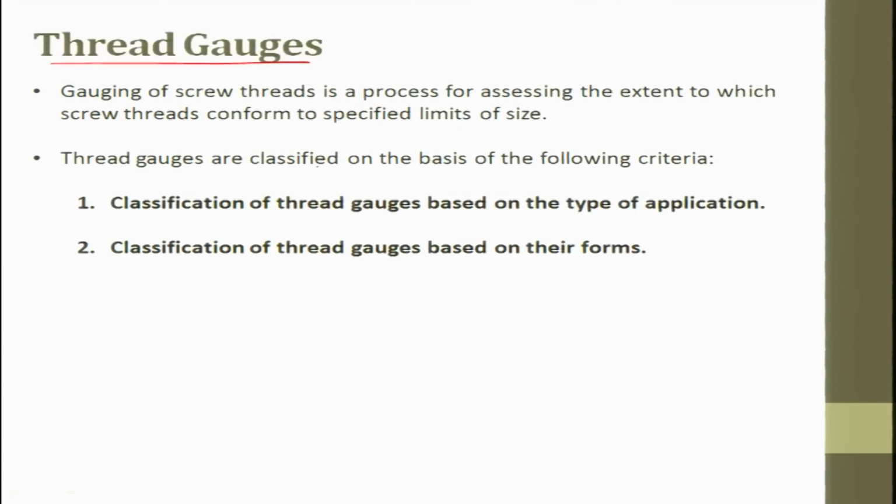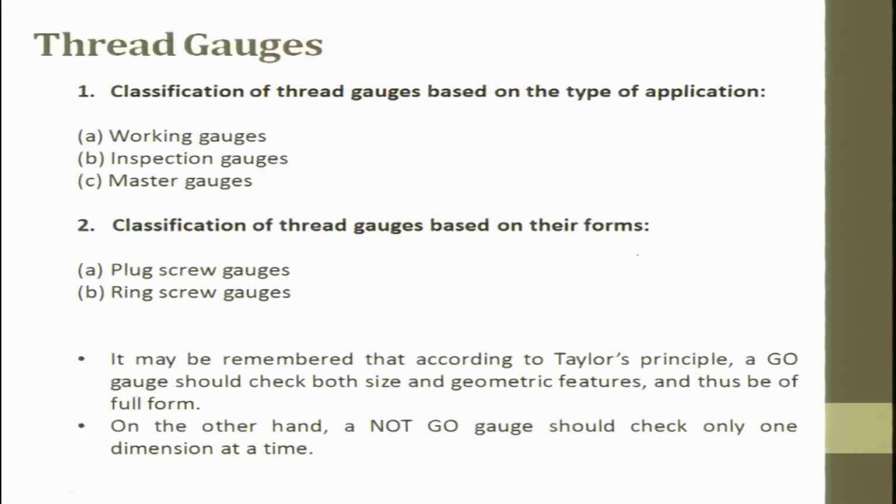The thread gauges are classified on the basis of the following criteria: classification of thread gauge based on type of application, and classification of thread gauge based on their forms. Based on type of application: working gauge, inspection gauge, master gauge. This we studied in the beginning, what these working, inspection and master gauges are.